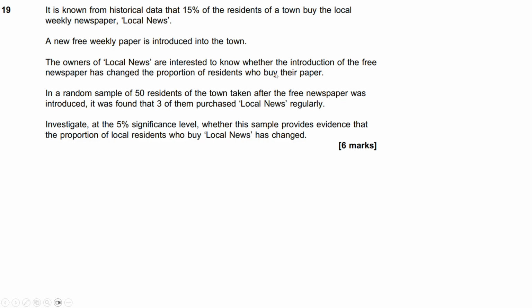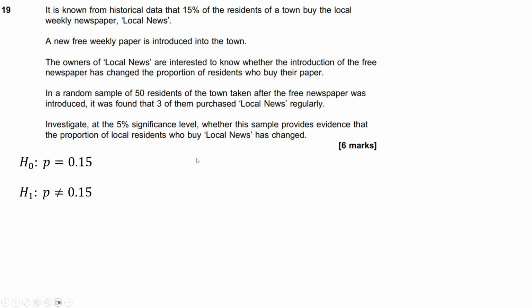It is known from historical data that 15% of the residents of a town buy the local weekly newspaper. I'm actually going to skip through most of this. 15% buy this local newspaper. They have a sample of 50 people, and only 3 of them actually buy that paper. We want to investigate whether it's not actually 15%. So H0, the null hypothesis, is that p equals 15%, or 0.15, and H1, the alternative hypothesis, is that it's not that, because it has changed.